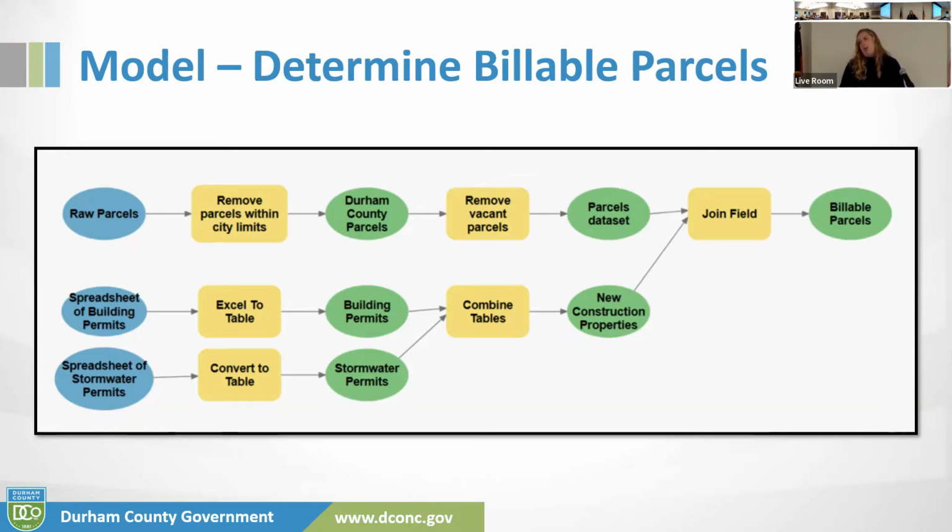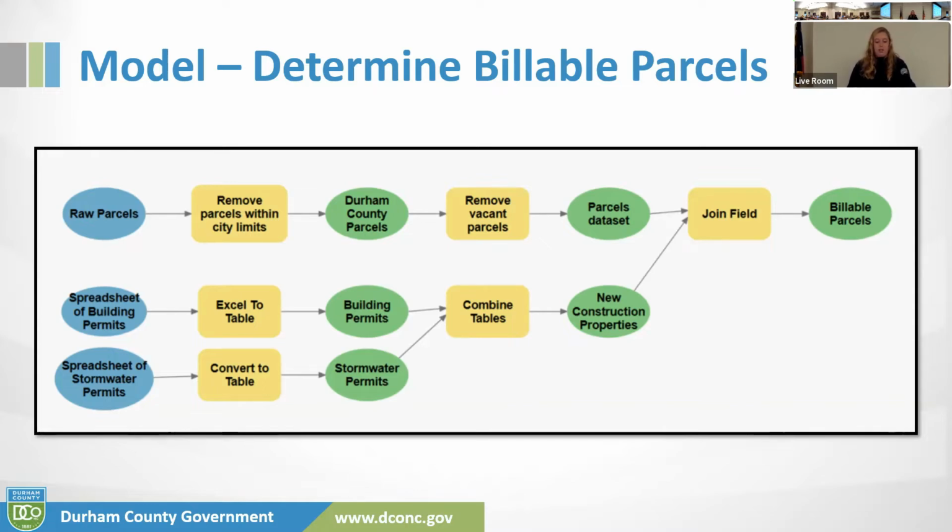And so what we do is we collaborate with our planning department to get a list of building permits that were issued throughout the year, and then also stormwater construction permits. That's an easy way to focus on what is new and what's coming in. We also need to eliminate those parcels that are within other municipalities. Raleigh and Chapel Hill also overlap in Durham County a little bit.